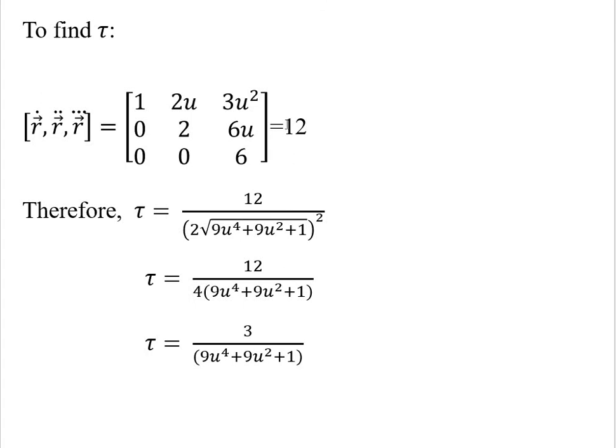Similarly, we find that tau equal to the box product of r dot, r double dot and r triple dot divided by mod r vector dot plus r vector double dot, the whole square. Already we know the mod r vector dot plus r vector double dot. So we find the box product. We expand this matrix and we get the value 12. Therefore tau equal to 3 by 9u power 4 plus 9u square plus 1.